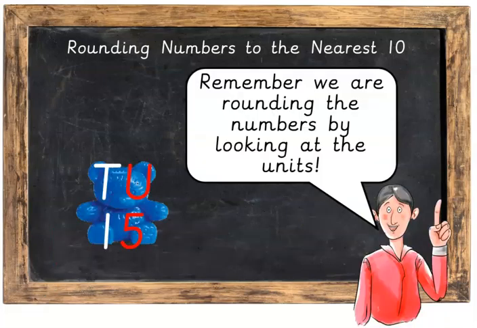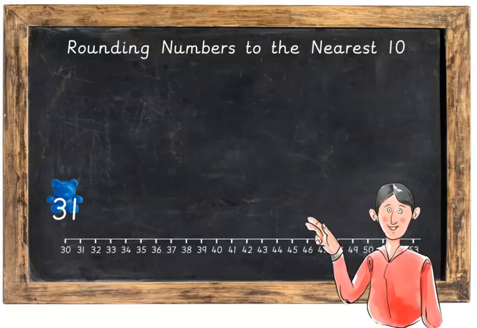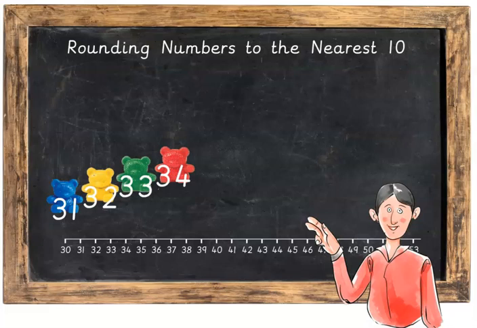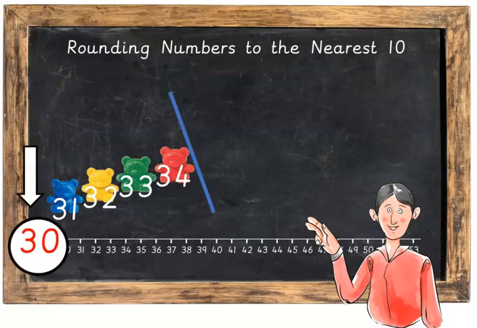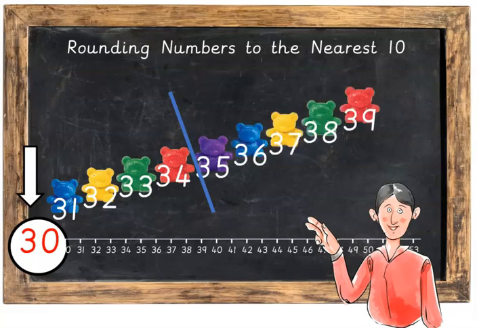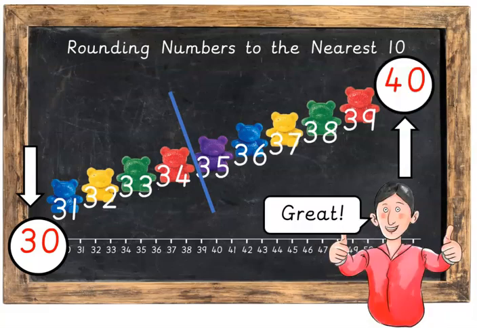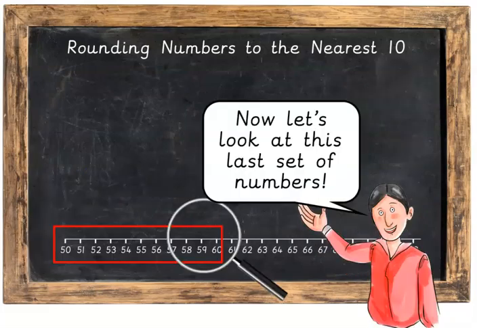This time let's look at the numbers 30 to 40 and see what happens there. Remember, we are rounding the numbers by looking at the units. So the numbers 31, 32, 33 and 34 will get rounded down to 30. Whereas the numbers 35, 36, 37, 38 and 39 will get rounded up to 40. Great. Okay, I think you must be getting the idea.